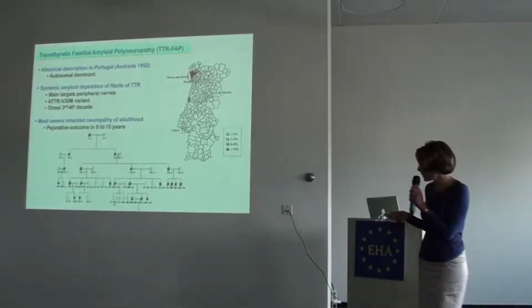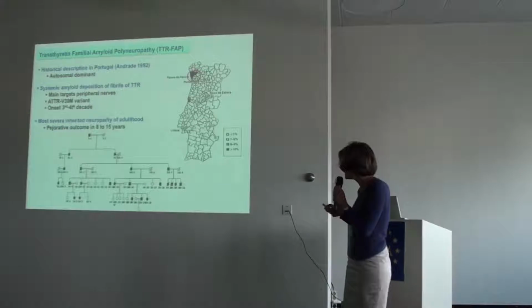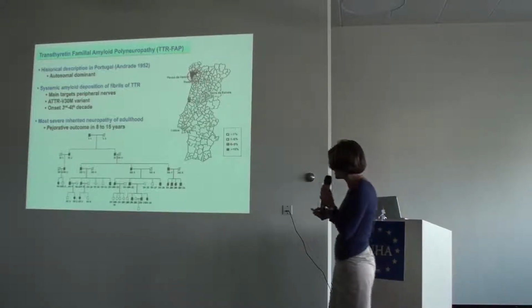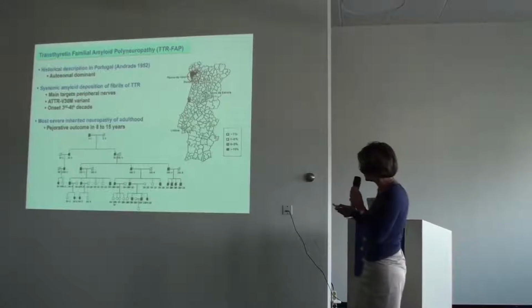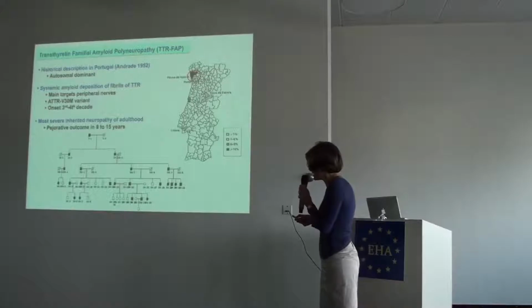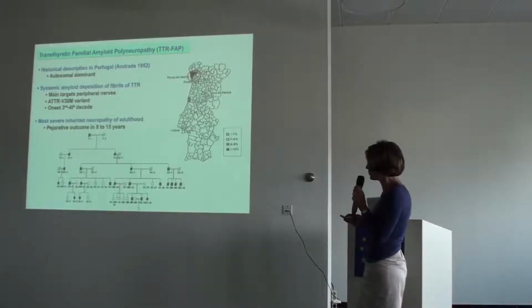The beginning of the story starts here in Póvoa de Varzim, just north of Porto. Corino Andrade, the famous neurologist, described the disease some time ago, in 1952. The disease is quite prevalent there, 1 per 1,000. It's a dominantly inherited disease with the characteristic amyloid deposition of fibrils of TTR, and the main target is peripheral nerves, so the disease is mainly expressed as a very severe peripheral neuropathy.